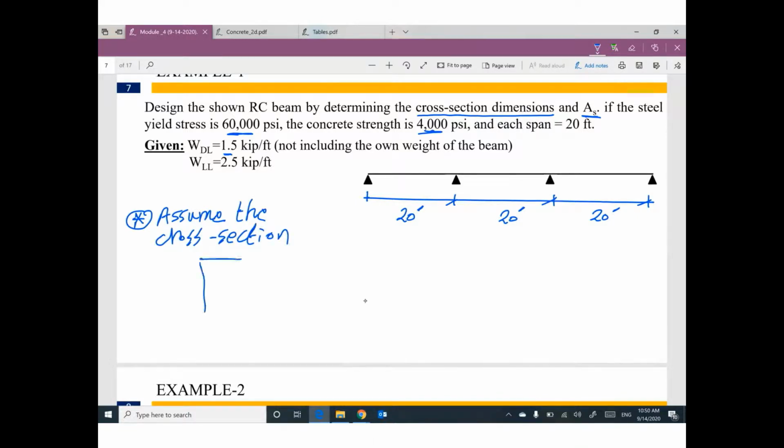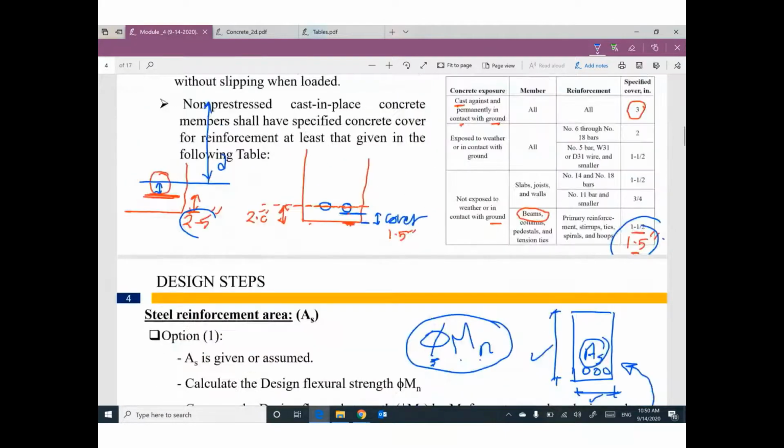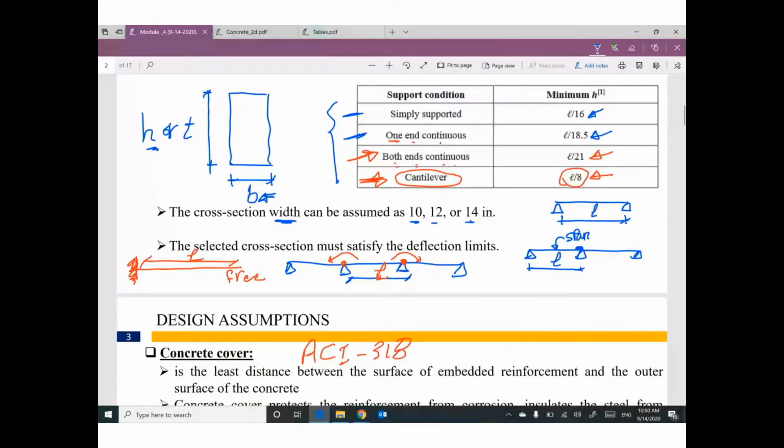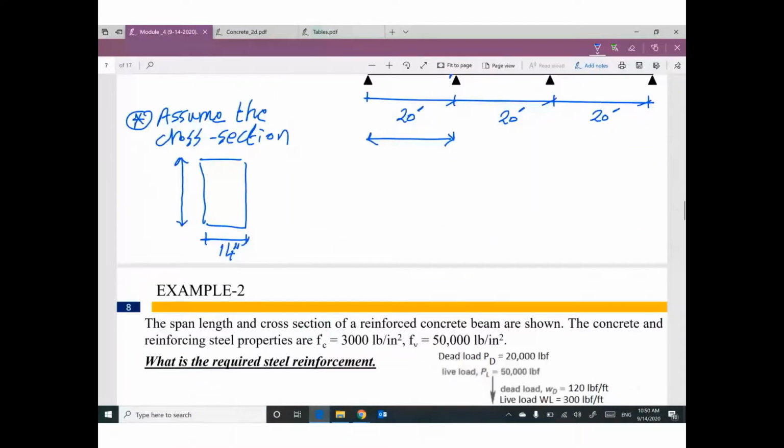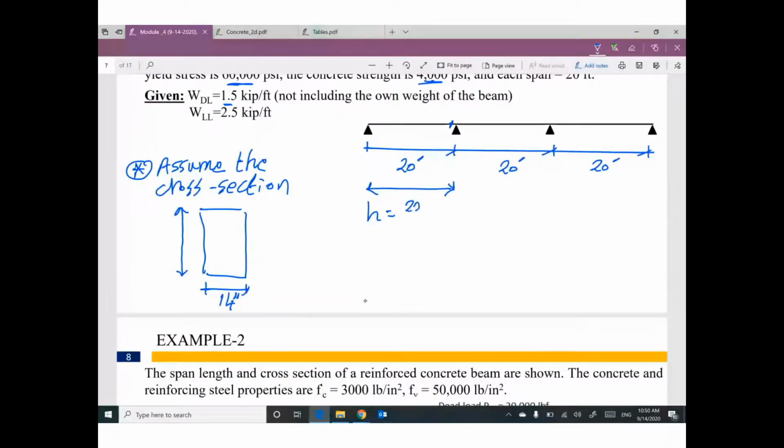What is the value of b? It's up to you: 10, 12, 14. I'm going to assume it is 14. What is the value of the overall depth? For this span only, this span is continuous from one side only. So your overall depth for one end continuous will be L divided by 18.5. h equals this length divided by 18.5.